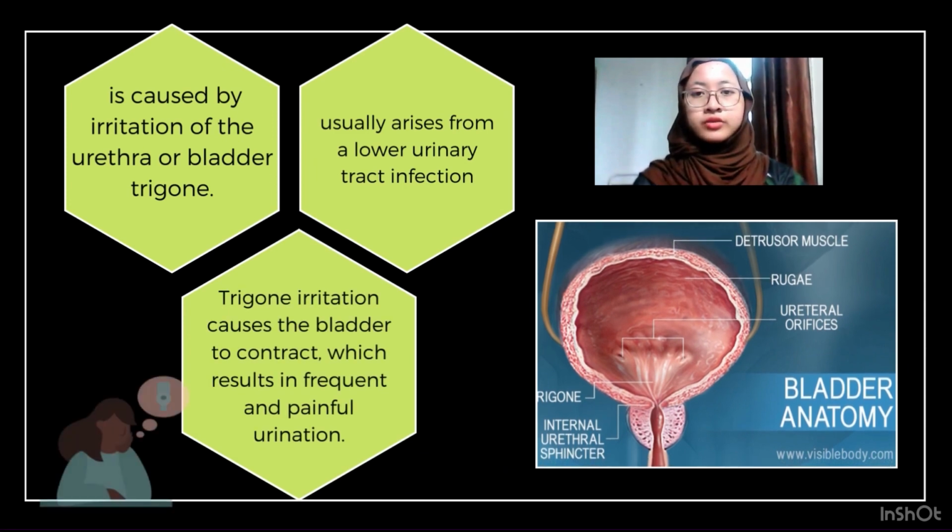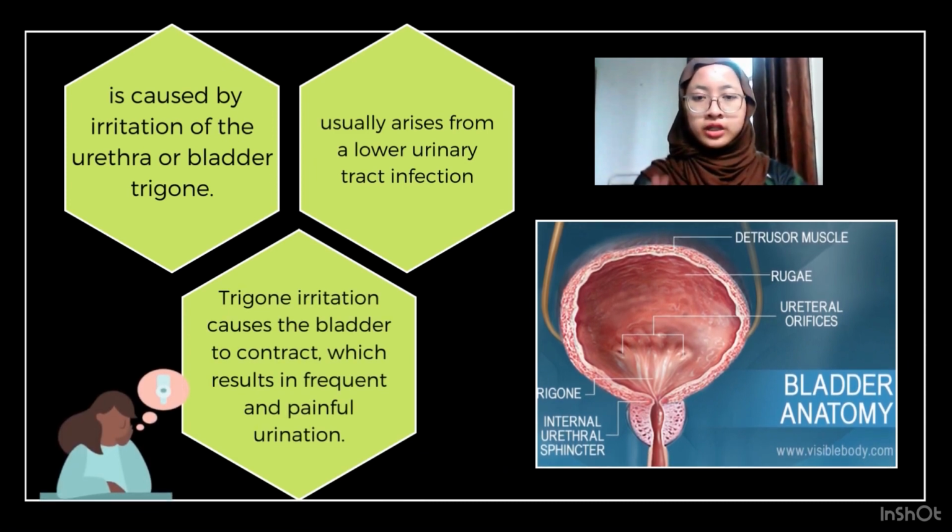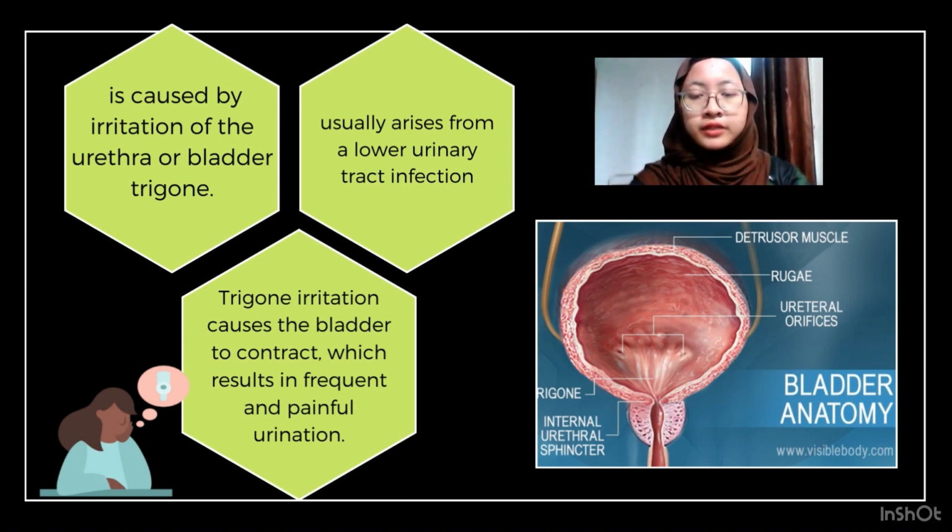Dysuria is caused by irritation of the urethra or bladder trigone. Trigone irritation causes the bladder to contract, which results in frequent and painful urination. Dysuria usually arises from a lower urinary tract infection, but an upper urinary tract infection is also a potential cause.